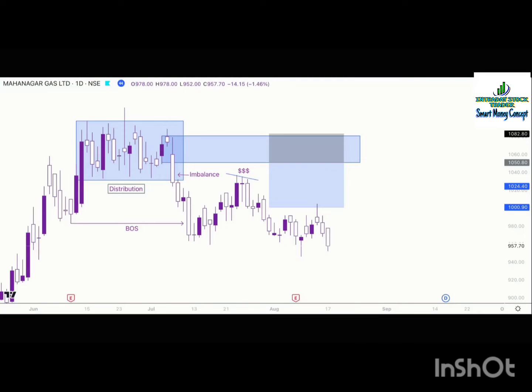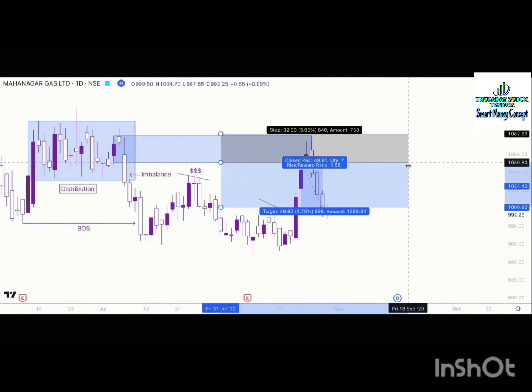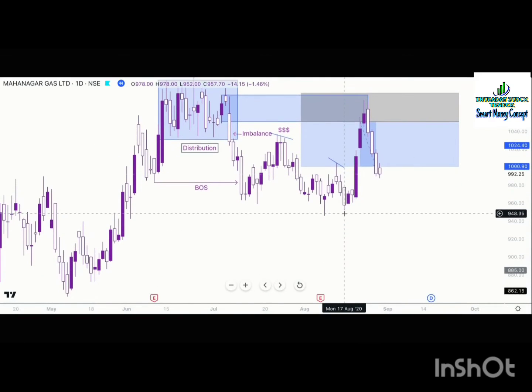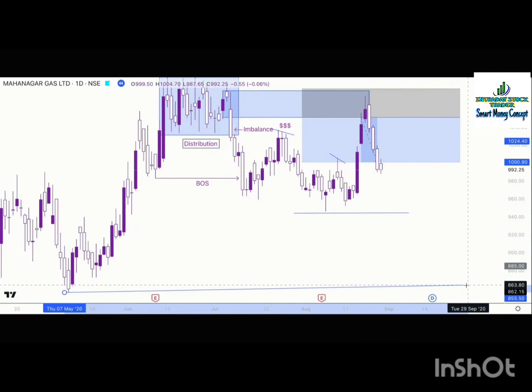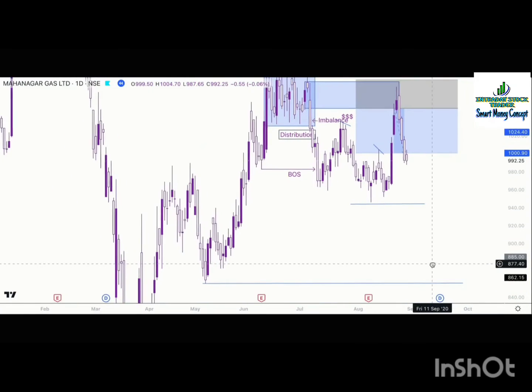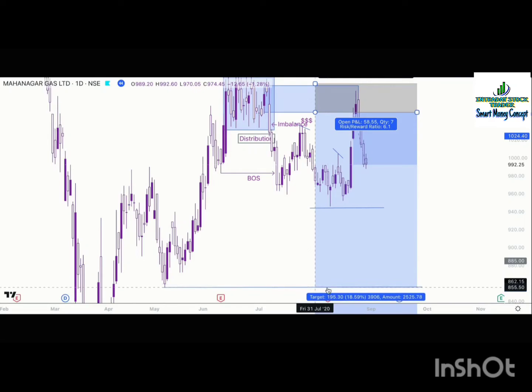It creates more liquidity here. Now it taps into this zone, and for your partial profits you could target this zone. This could book partial positions here and the rest of the positions till this.